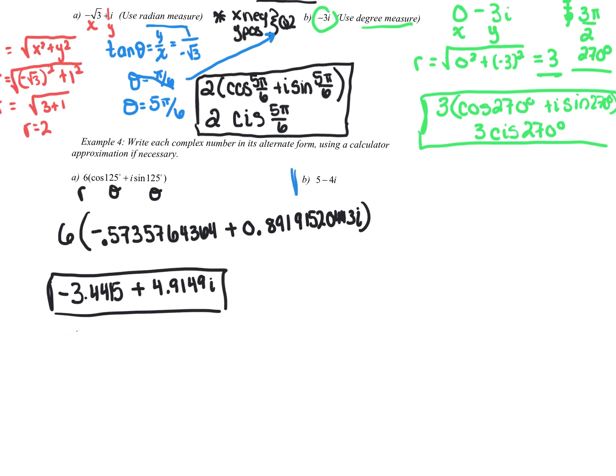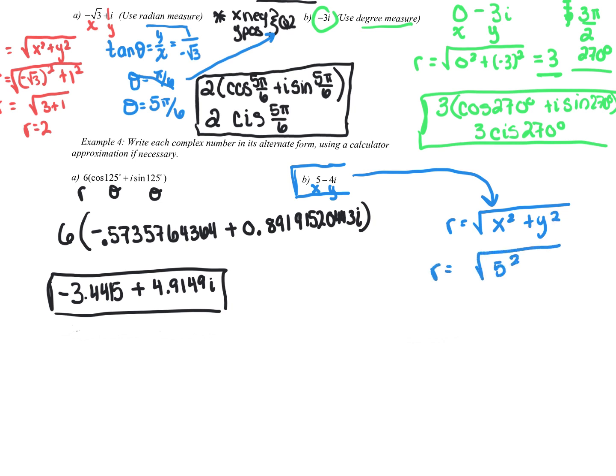Let's try letter B. Box it in blue and do it over here. So letter B is the other way around. They gave you the x and the y, so we need to find r and the angle. So r equals the square root of x squared plus y squared. R equals the square root of 5 squared plus parentheses negative 4 squared. So r equals the square root of 25 plus 16, which is the square root of 41.